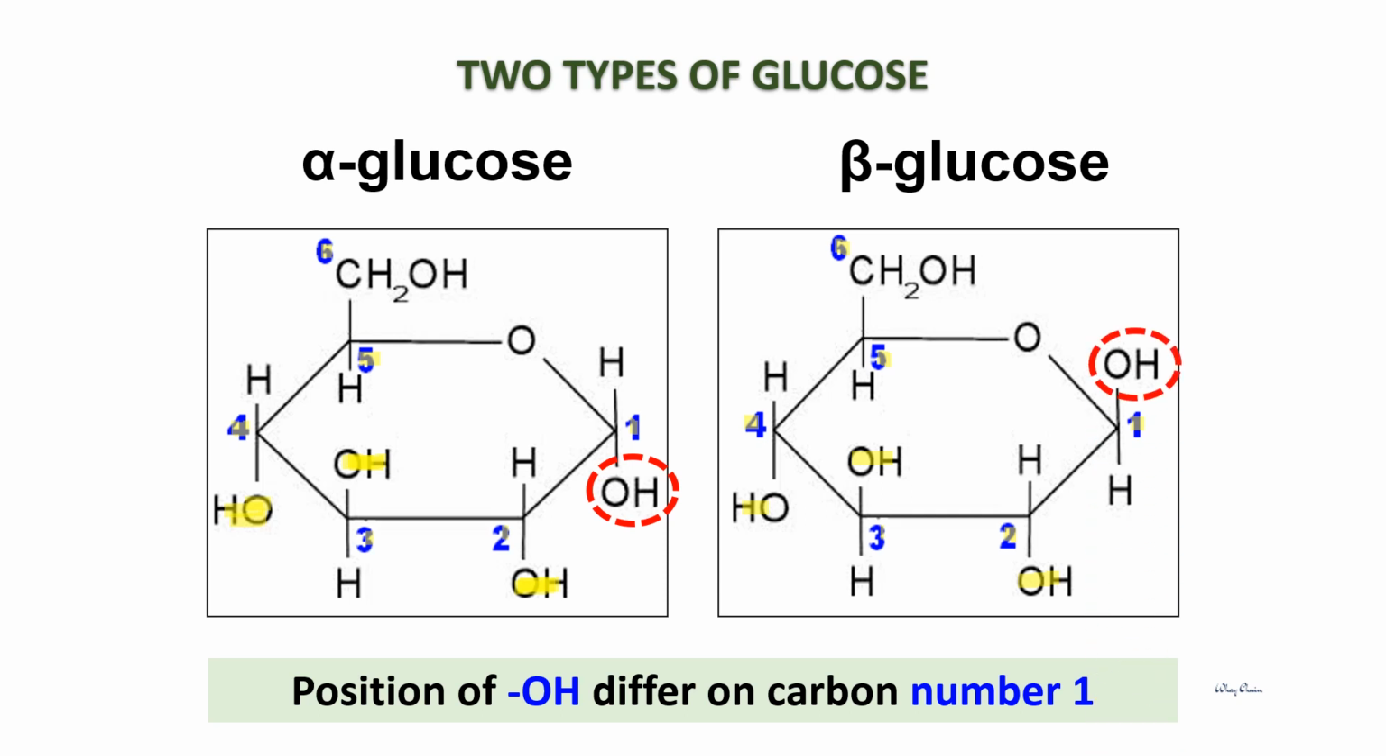However, the main difference to name it as alpha glucose and beta glucose is actually the location of the hydroxyl group at carbon 1. In alpha glucose, the hydroxyl group is located below the plane of the ring structure, but for beta glucose, the hydroxyl group is located above the plane of the ring structure at carbon 1.